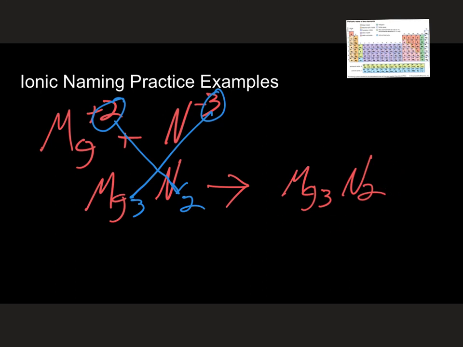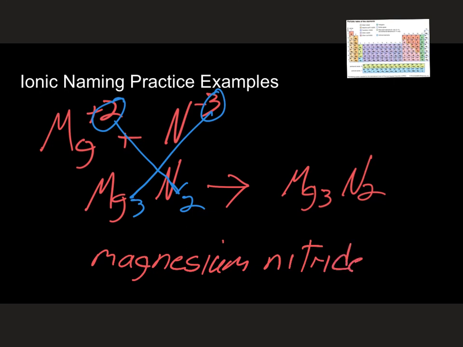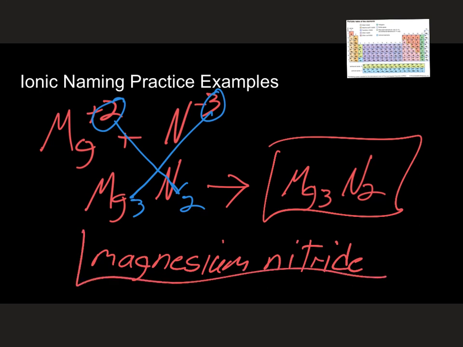Now, what is this compound called? Well, that's where we need to do the naming. We're not going to capitalize, but we're going to write magnesium just as it appears on the periodic table. And yes, I am looking at a periodic table in order to copy that down. Then we're going to change nitrogen from nitrogen to nitride. Notice that IDE ending. And that's going to give us our new formula in its proper name. Magnesium nitride is made of 3 magnesium, 2 nitrogen.